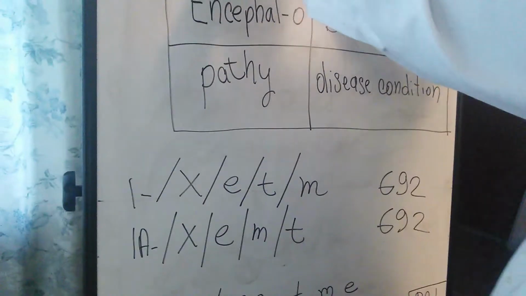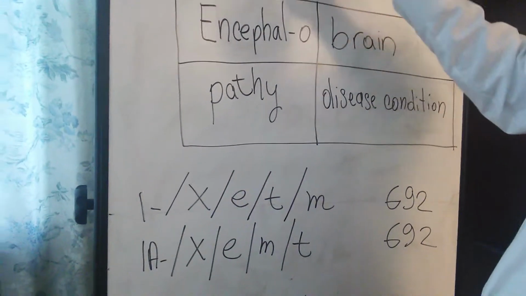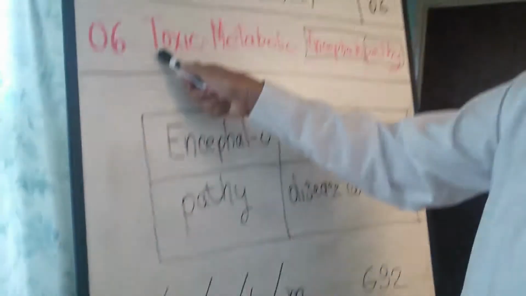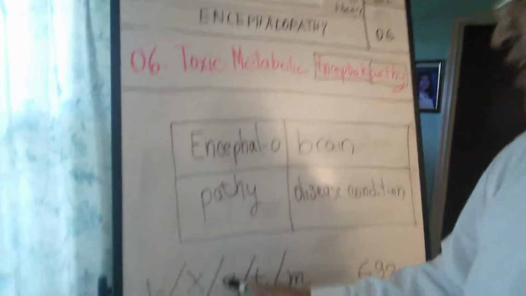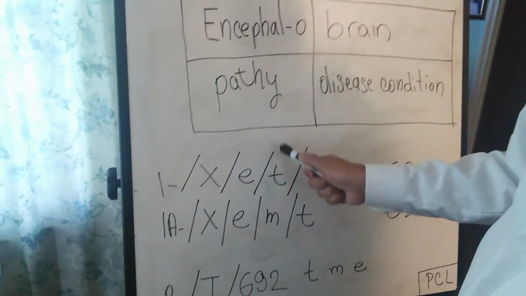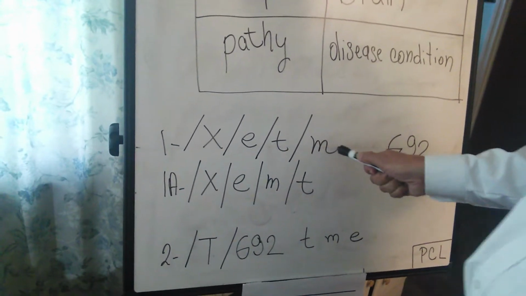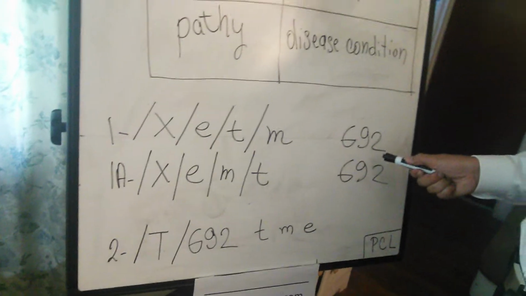Okay, now let's go back to the problem. We already identified this. Now it's toxic and metabolic. Now, if you don't know which one to go first, to the T or to the M, just go in order. First, toxic. So you're here, right? Go to encephalopathy, and then you go to toxic, and then you go to metabolic, and you're going to find a code next to it that says G92.